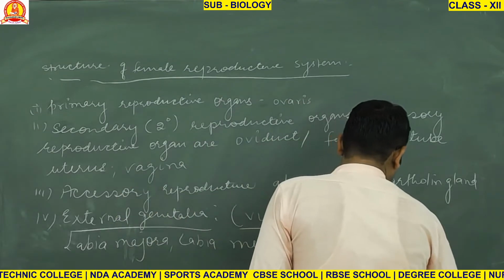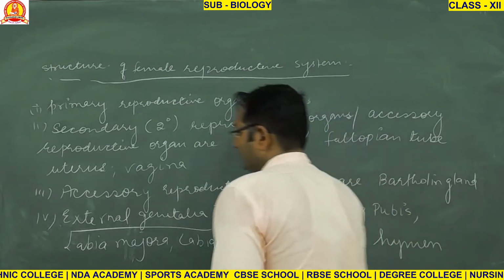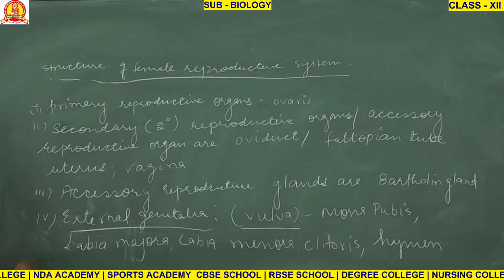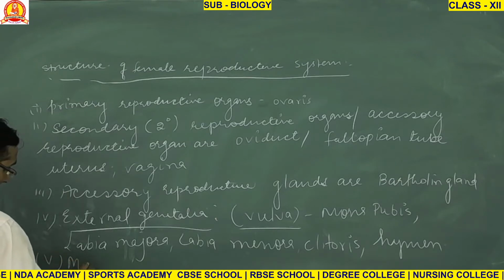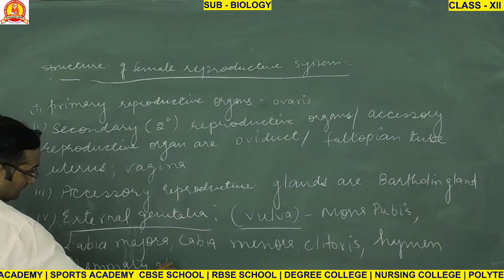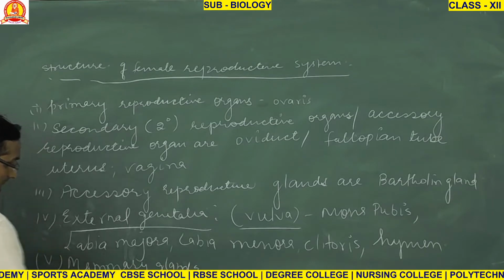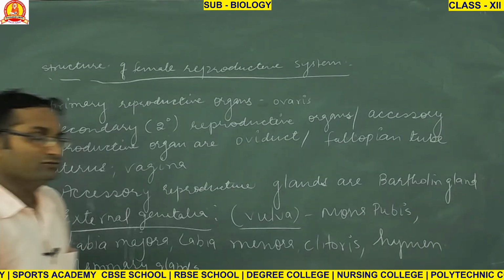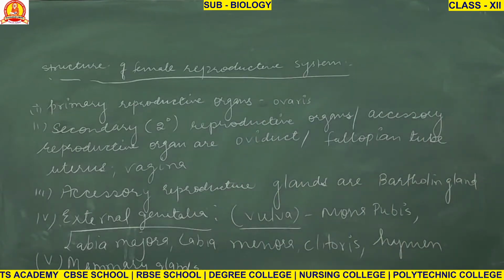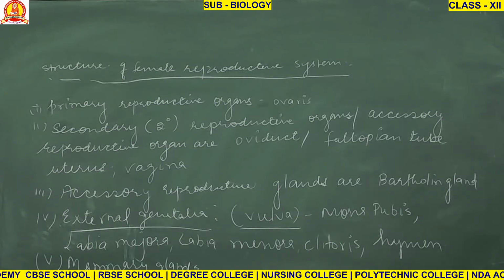Then after this, fifth one is mammary glands. So these are the parts of female reproductive system.